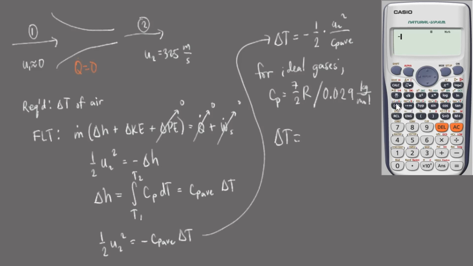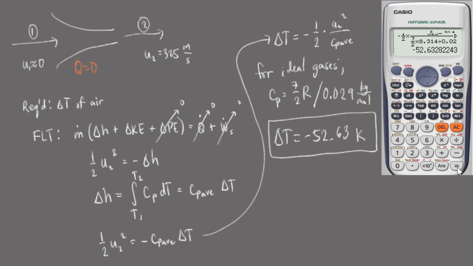Delta T is negative 1/2 outlet velocity squared, 325 squared, divided by 7/2 R, that would be 7/2 times 8.314, divided by the molecular weight of air, 0.029 kilograms per mole. Our change in temperature is negative 52.63 Kelvin. This means that as our gas passes through the nozzle, its temperature will drop by 52.63 Kelvin.